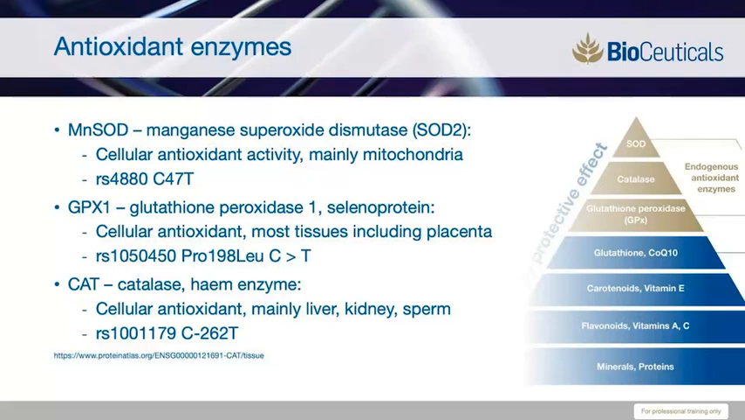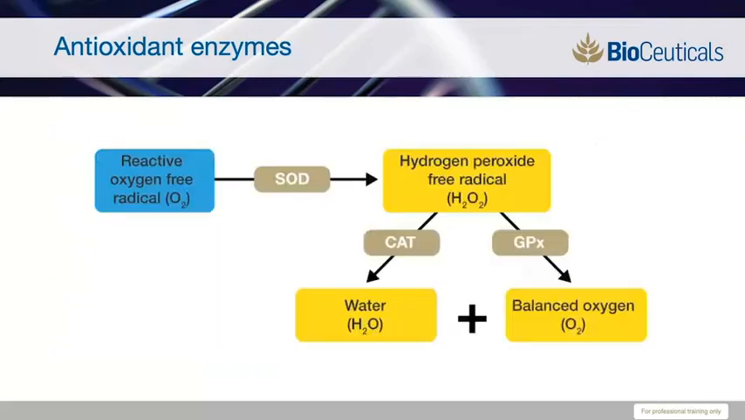And as you can see here, GPX1 is important in the placenta, and catalase is in the sperm cells, so directly trying to combat oxidative stress in these sperm cells. This diagram is just showing you the breakdown of these free radicals. The superoxide is converted by SOD to hydrogen peroxide, which is still actually a free radical and itself can cause oxidative stress, but it's not as potentially damaging, not as reactive as a superoxide. And then it's catalase and GPX1 that break these down to water and oxygen, so totally neutralising these free radicals.